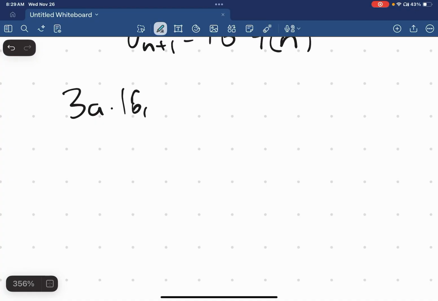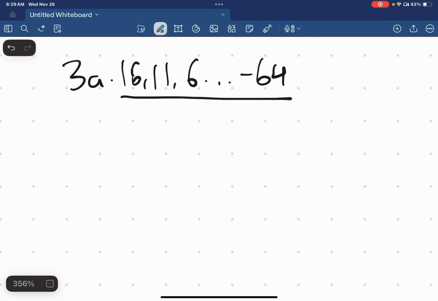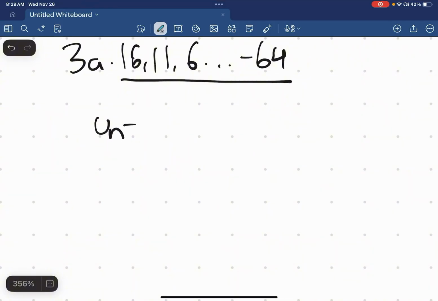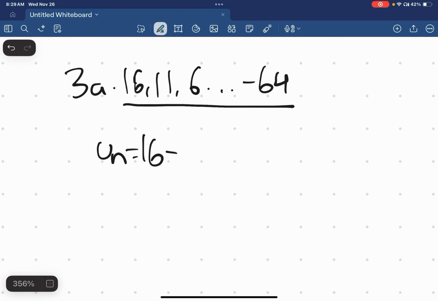16, 11, 6, dot, dot, dot, -64. So we need to actually find out how many terms are in this entire sequence. It is a limited sequence, so we can find out easily by creating a general term once again. Remember the rules for the general term. And we are subtracting 5 each time, so our difference is going to be -5. And that ends up simplifying to -5n plus 21, if I'm not mistaken.